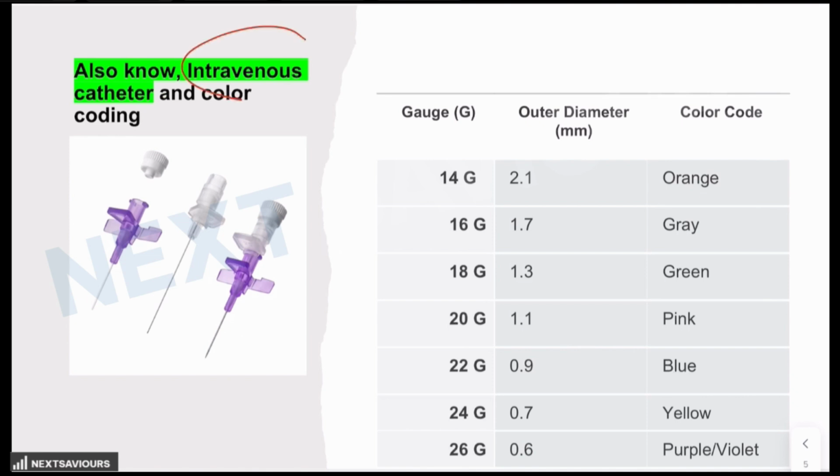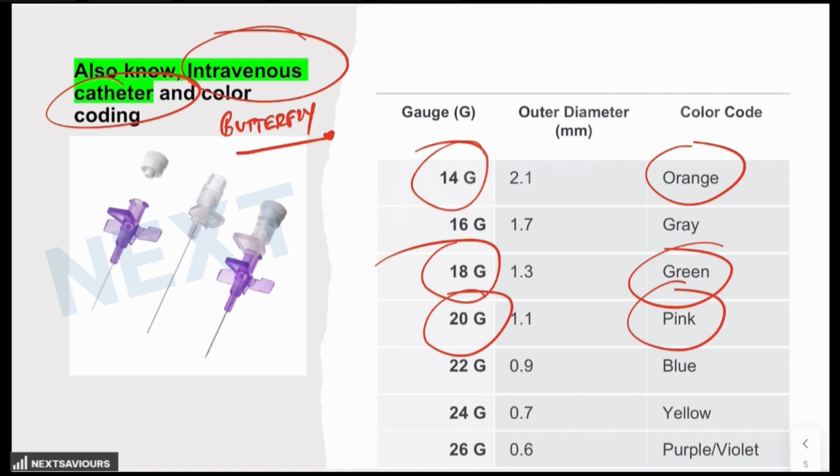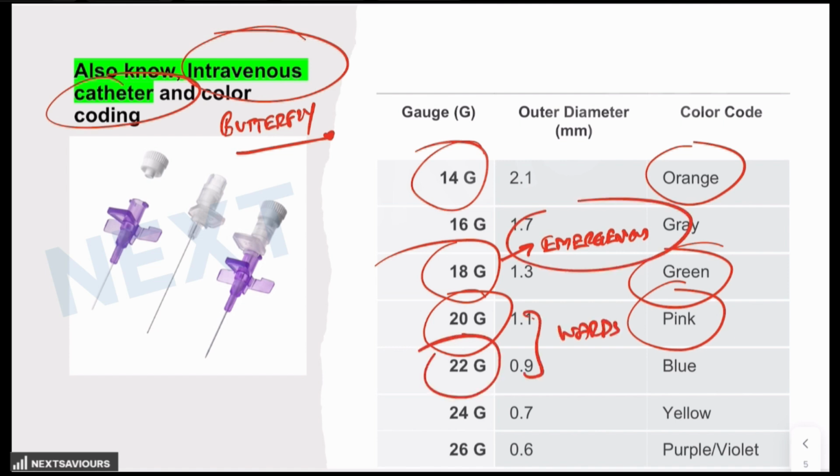Also know about the intravenous, that is butterfly, catheters, because these also come with gauges. So in the explanation, not only is the spinal needle provided, they are also discussing the butterfly or intravenous needles and how they are identified. Like for 14 gauge, the color code is orange. For 18 gauge, it is green. For 20 gauge, it is pink. Now, you might have seen that majority of the times in the emergency, where IV fluid has to be provided as a bolus, the 18 gauge is used. And 22 gauges are most commonly used in wards, right, that you have already seen. So these are on the basis of the gauges.